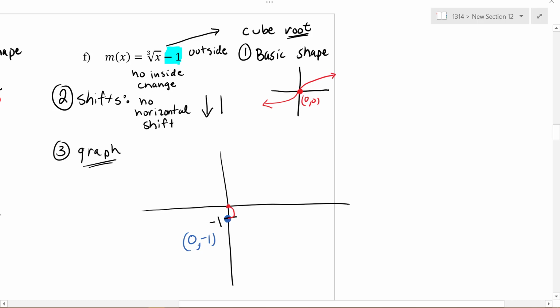Okay, once I plotted my newly shifted origin point and I've labeled it, I am going to go back to drawing my basic shape from that location of that origin point. So we're going to curve up and to the right from our origin point, and then we're going to curve down and to the left. So you want to make sure that it looks very much like the original basic shape, just has a different location for that origin point.